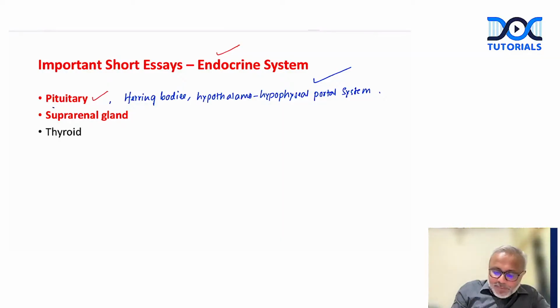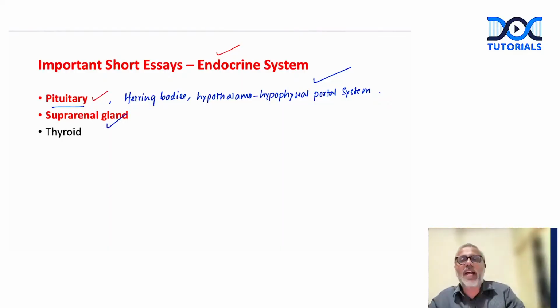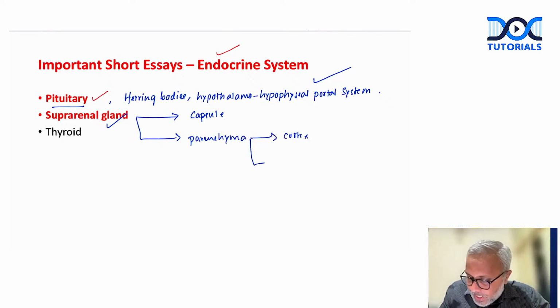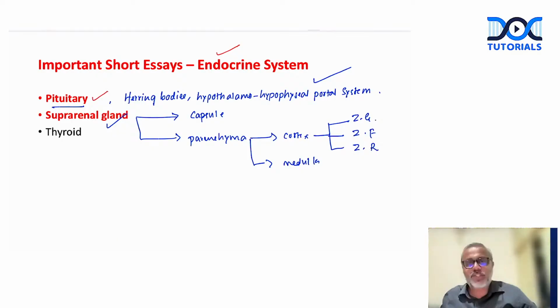Then, apart from pituitary gland, the other most frequently asked question is the suprarenal gland. Again, we need to talk about the capsule. Beneath the capsule, we have the cortex and the medulla. So first let's say we have the capsule, right? Then we have the parenchyma of the adrenal gland, which is divided into cortex, and medulla. And further, cortex, as we know, is divided into what? Zona glomerulosa, zona fasciculata, zona reticularis, GFR.